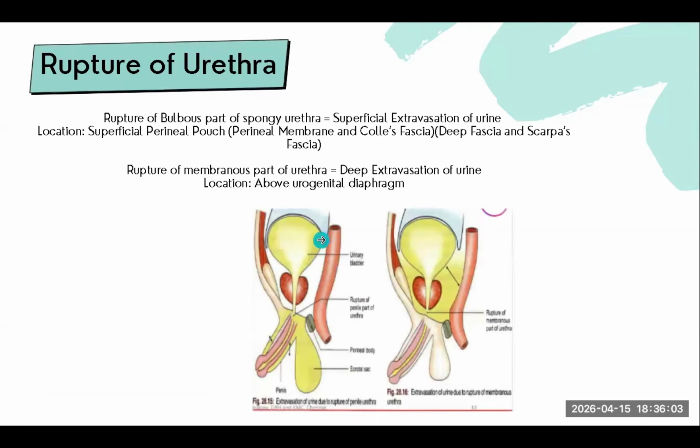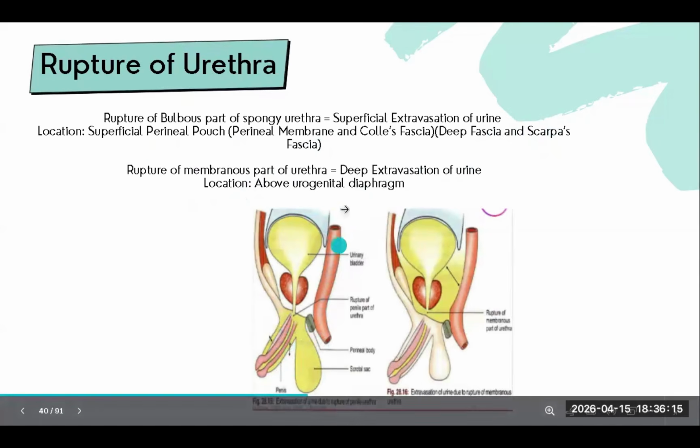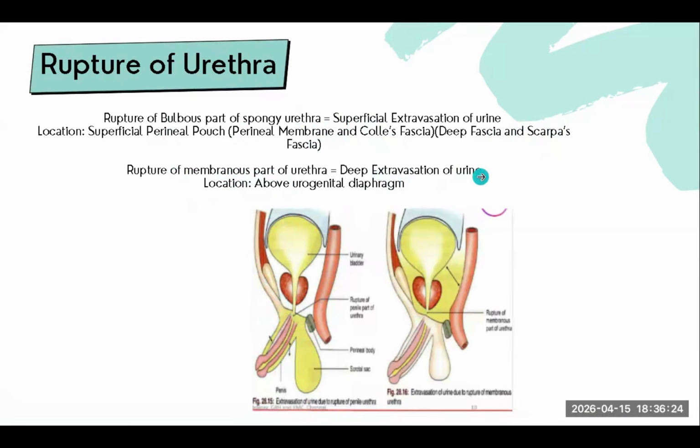So in this case, where we have extravasation in the superficial perineal pouch, it is going to be between the perineal membrane and Colles fascia, or between the deep fascia and Scarpa's fascia in a different location. Now we can appreciate the superficial extravasation in this diagram. As for the deep extravasation of urine, it occurs when there is rupture of the membranous part of the urethra, which is the most delicate part of the urethra, and the location of extravasation is above the urogenital diaphragm, over here.